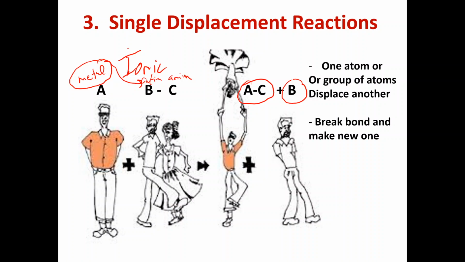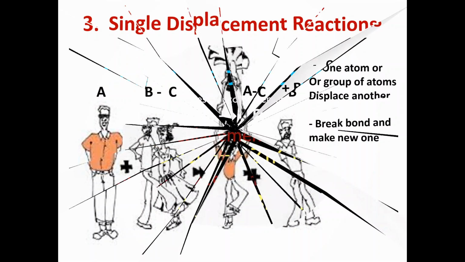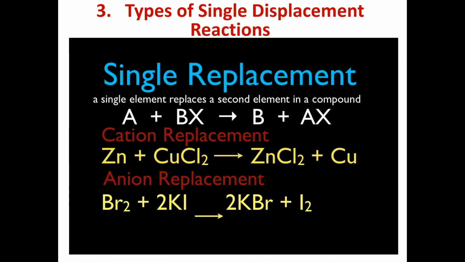So the first person in the formula goes away. It's replaced by the element that's shown here. So element, ionic compound, new ionic compound, and new element going home. First of all, there are actually 2 types. I just gave you the cation displacement.